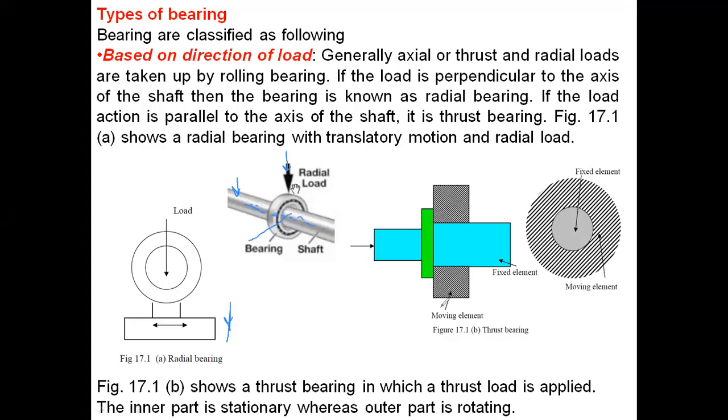In the second one you can see a fixed element and a moving element. Thrust means that whatever load acts, it acts along the direction of motion. Here the load will act in this direction. If your motion is along the shaft, then the load will act in such a direction. This we have already seen in sliding contact bearing, still as a reminder concept.